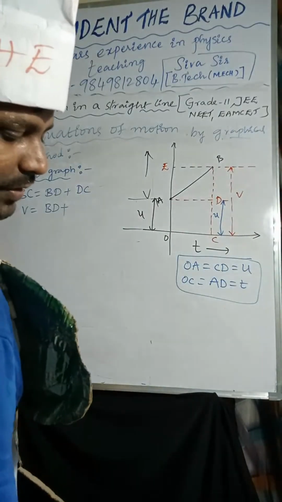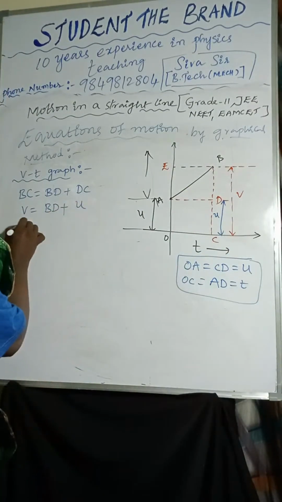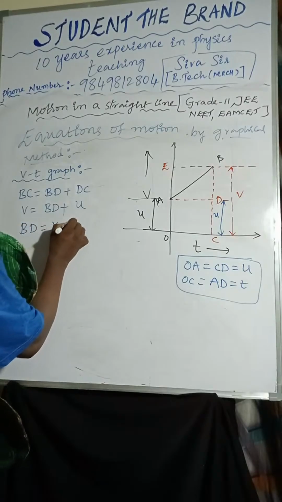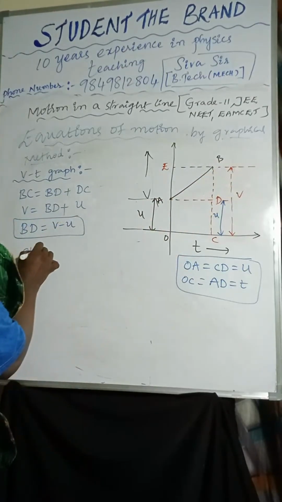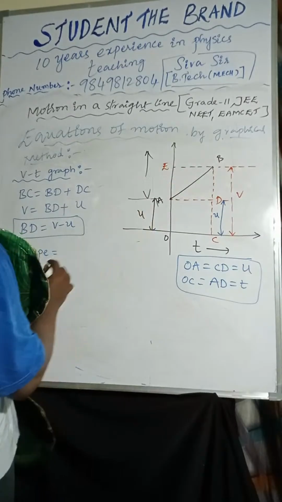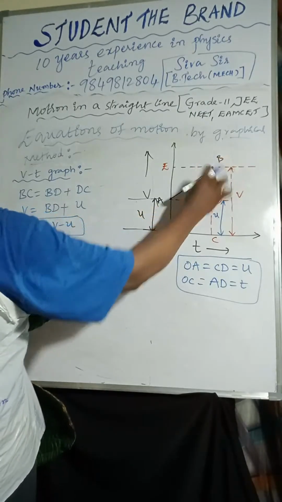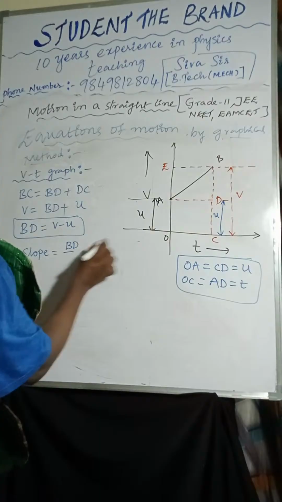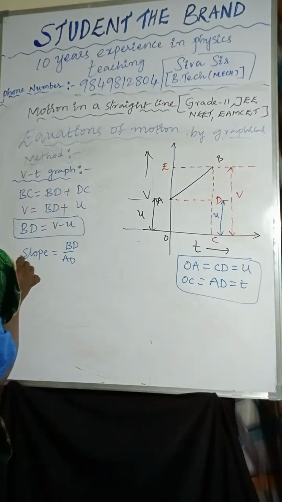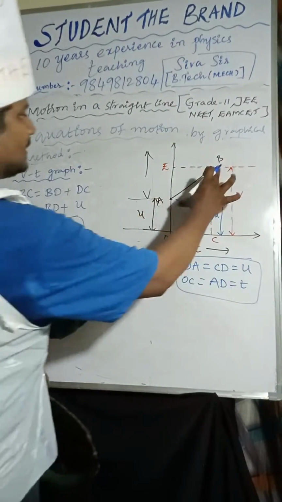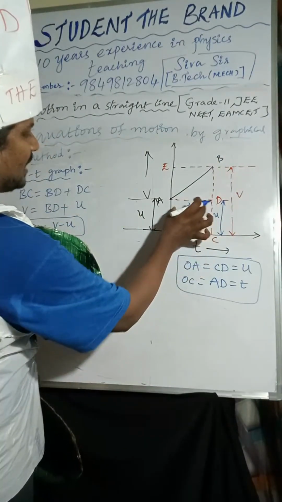Now we are going to the next one. So DC equal to initial velocity, so BD equal to V minus U. Now you can consider the slope of AB. The slope of AB is the final velocity minus initial velocity, that is the change in velocity by time taken, that is BD by AD. BD we don't know, but AD we know, and AD is T.